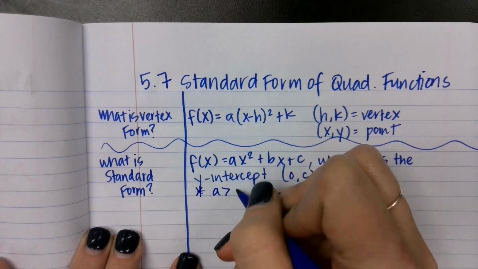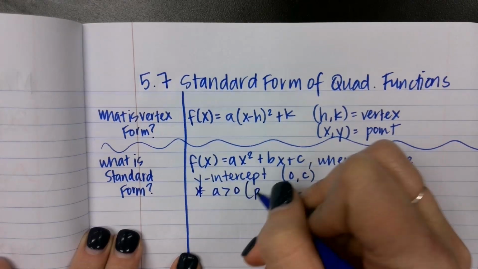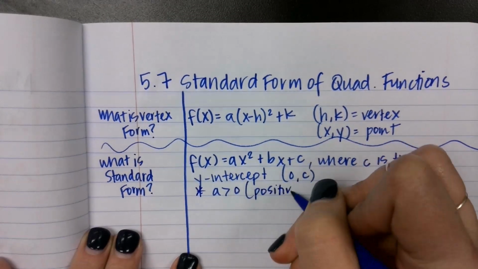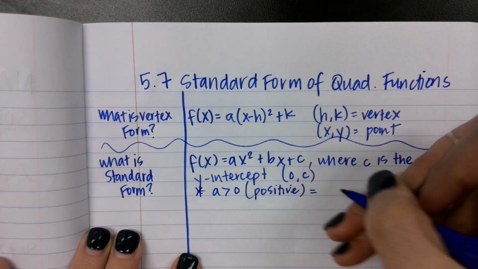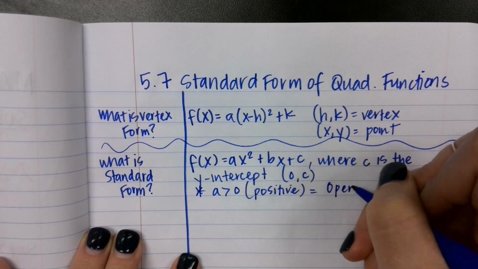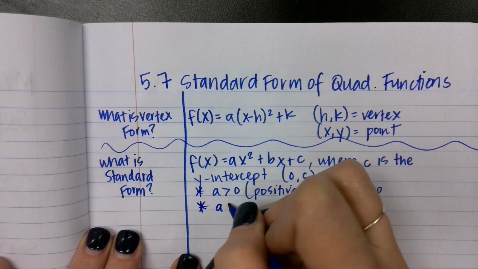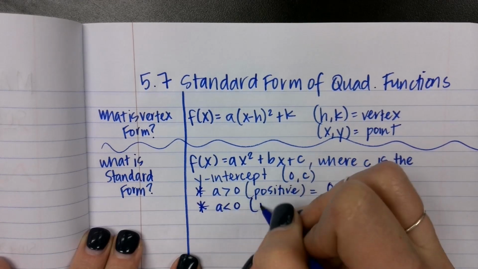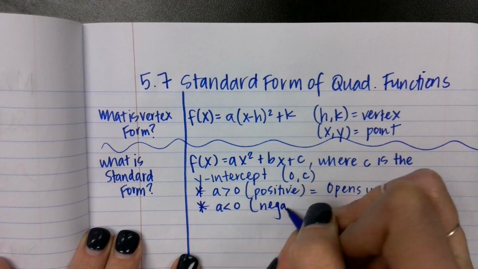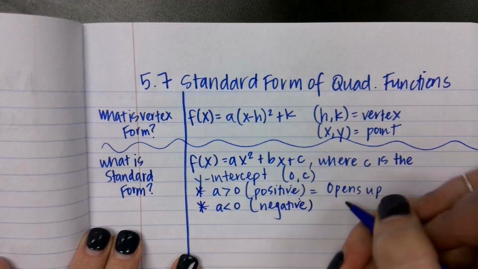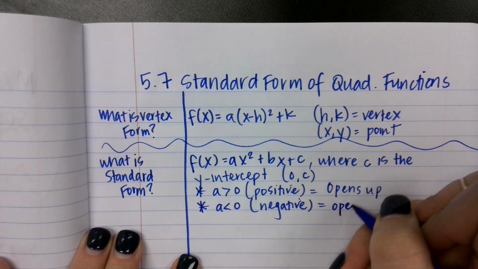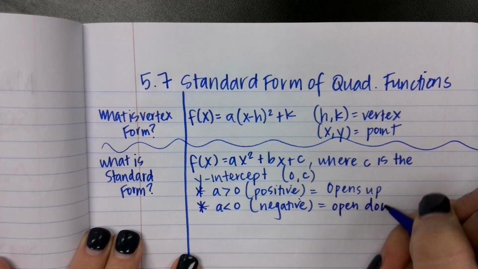When a is greater than 0, or positive, the parabola opens up. When a is less than 0, or when it's negative, you've guessed it, this parabola will open down.